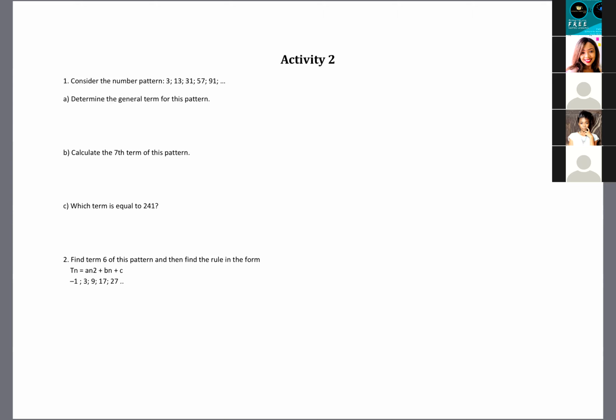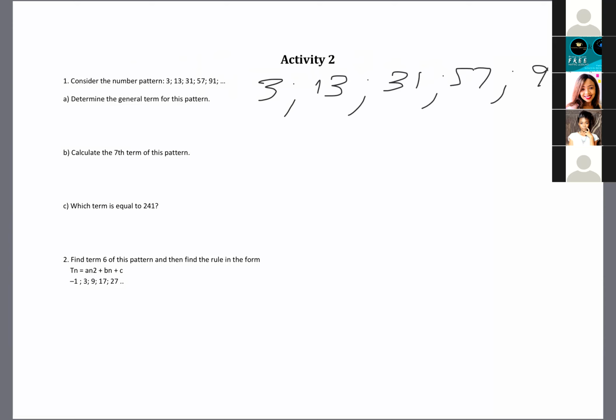Let's do activity 2. Activity 2 says determine the general term for this pattern. Whenever you get a question like this, you first have to find out if it's an arithmetic sequence or a quadratic sequence. How do you do that? You first find your first term. So the sequence is 3, 13, 31, 57, and 91.